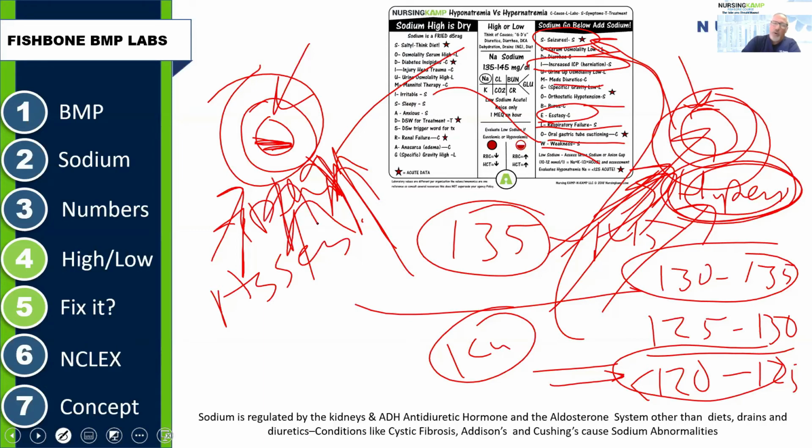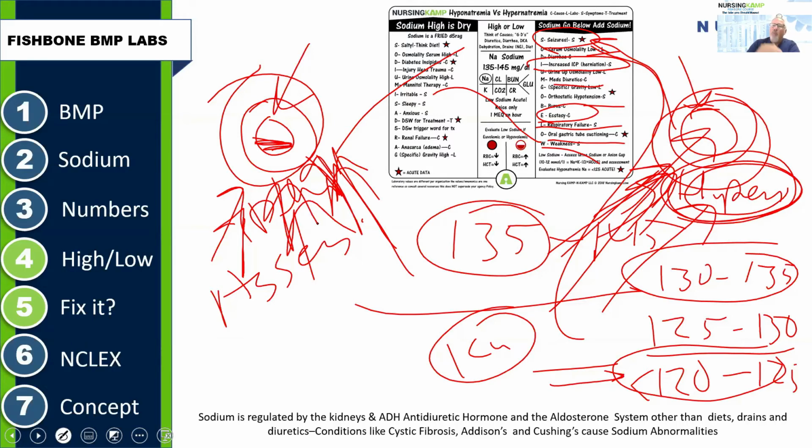hypovolemic or hypernatremic or hypervolemic. Sorry. All right, so let's talk about it. What do you do, right? So 120, 125, less than 120, seizures, comas. There's a big issue here, ICU patient.